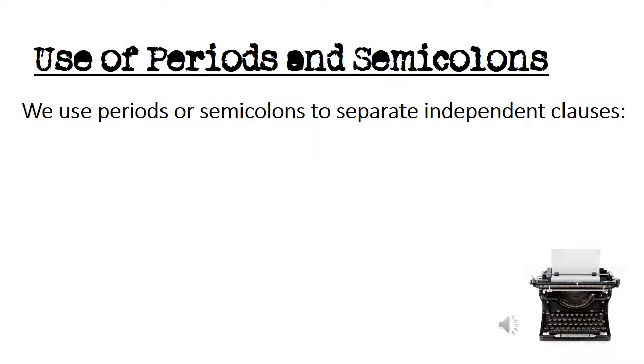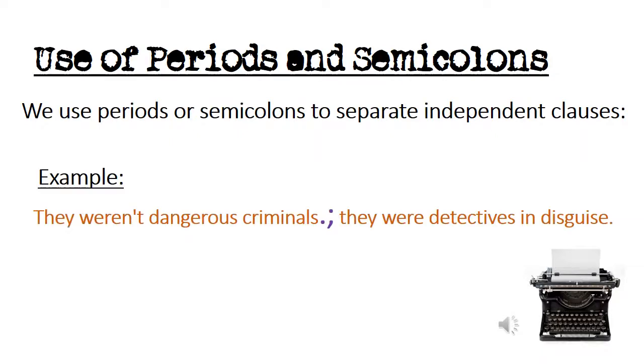This slide is very explicit. We separate independent clauses either with periods or semicolons. In the example, there are two clauses that make meaning on their own. They weren't dangerous criminals, period or semicolon. They were detectives in disguise. I have placed both a semicolon and a period in the example, but we should use either a period or a semicolon.